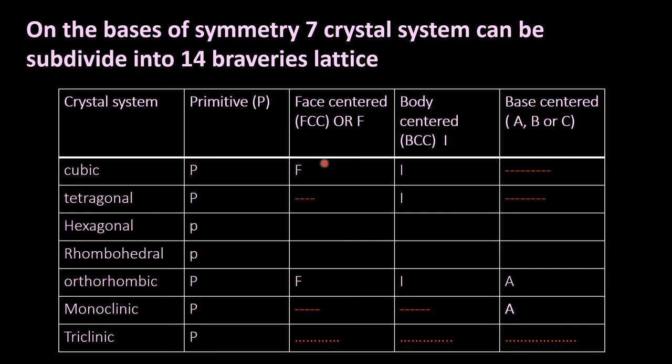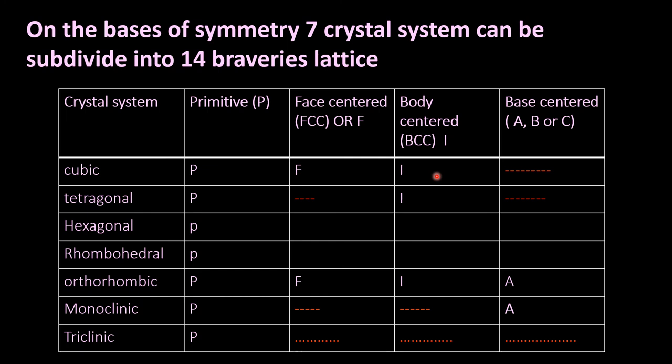In the face-centered Bravais lattice, we have the atom at the corner of the cube, and other than the corner atoms, we have an atom at the center of each face of the cube. That is, we have 6 more atoms at the center of the 6 faces of the cubic crystal system. So this will be our face-centered Bravais lattice, with atoms at the corners and at each face of the cubic crystal system. And then there is another type of Bravais lattice which is called the body-centered Bravais lattice.